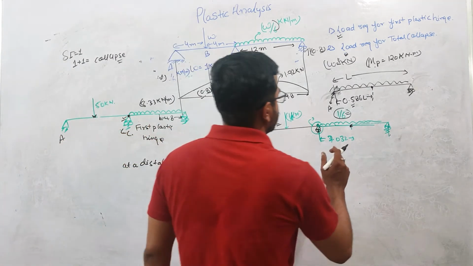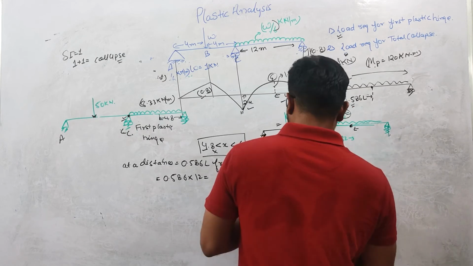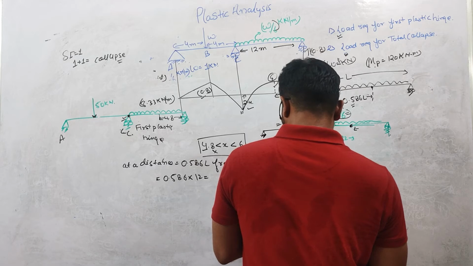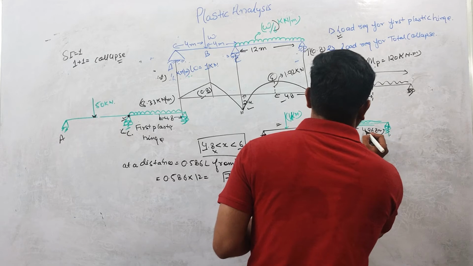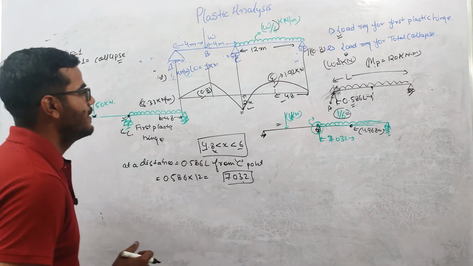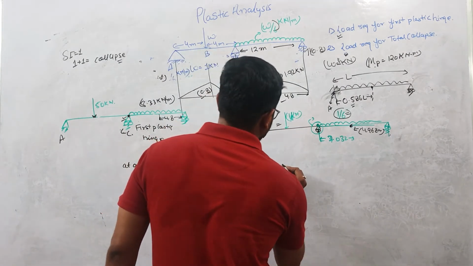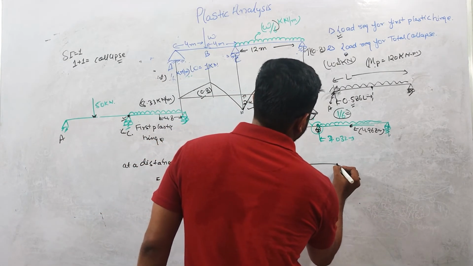The moment generated at this point, at 12 minus 7.032, which is a 4.968 meter distance. What will be the moment value? Okay, this thing we need to calculate, right? So this portion I am treating as an internal hinge.